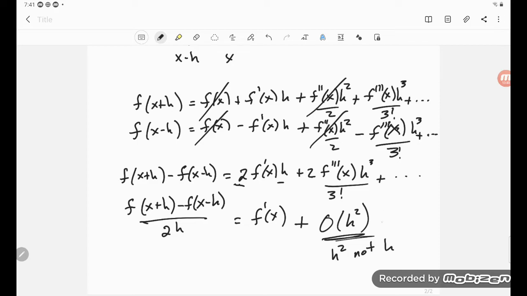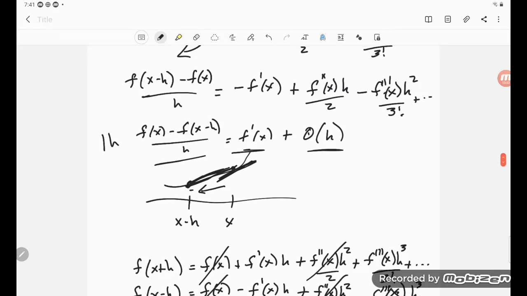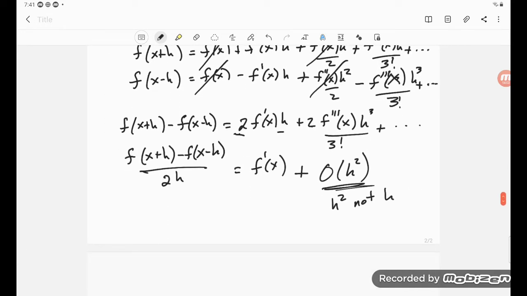Because again, if h is 0.1, then back here with this right and left hand stuff, our error has something to do with 0.1. But here, our error has something to do with 0.1 squared, or 0.01. Okay, so 10 times better if h was 0.1. And so actually, we call this a centered difference.